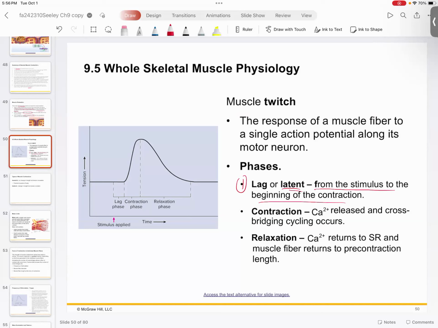It's going down the T tubules. It's moving toward the sarcoplasmic reticulum. And so all that process before it actually gets to any kind of contraction, that's going to be part of the latent or the lag phase.